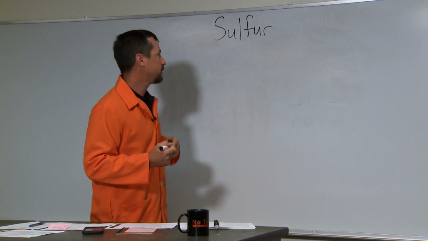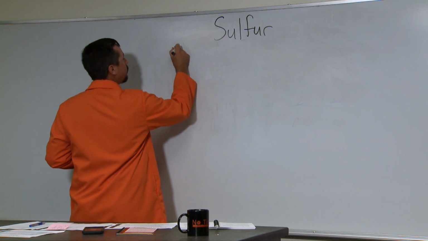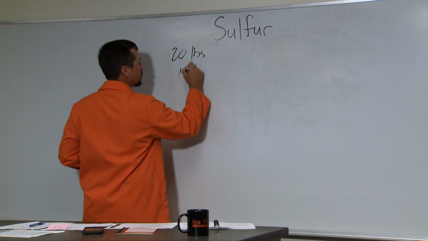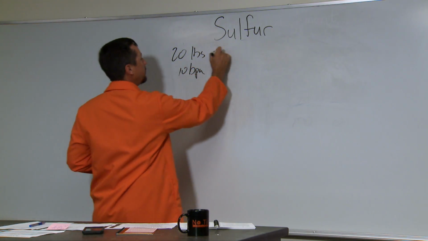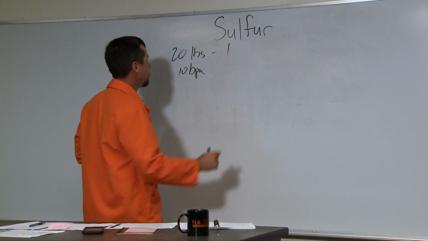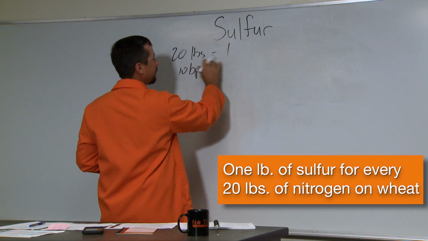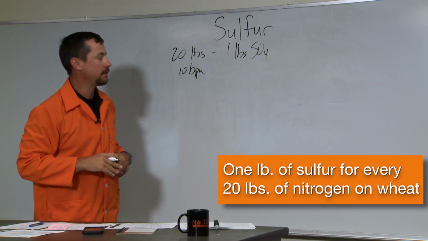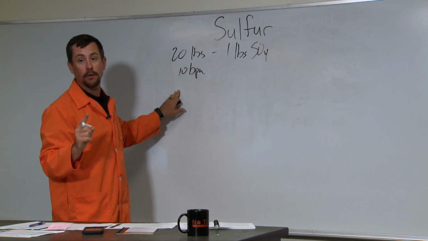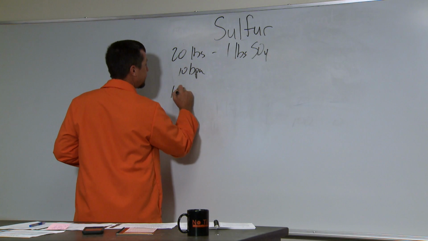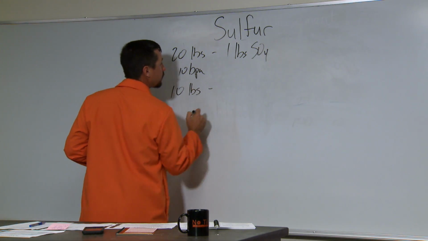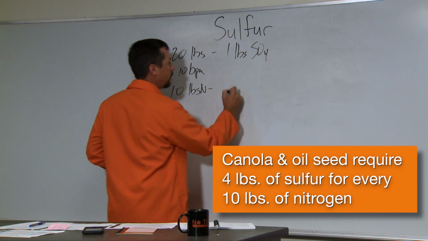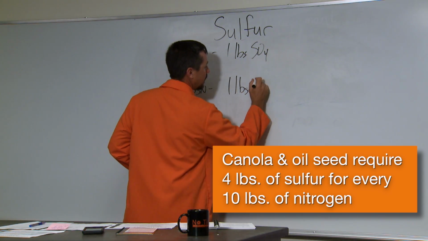to nitrogen. So for wheat, for every 20 pounds of nitrogen that we would apply, now 20 pounds would be every 10 bushel, 10 BPA, we're going to need 1 pound of sulfur. That is OSU's rec. So for every 20 pounds of N, we need 1 pound of sulfate sulfur. Canola and oilseed requires a significant amount more sulfur. So with canola, for every 10 pounds of nitrogen that we apply, 1 pound of sulfur.